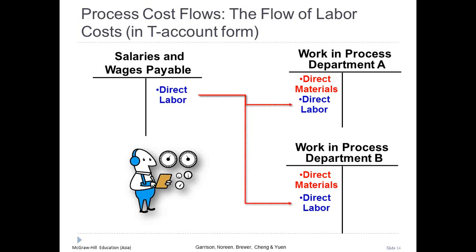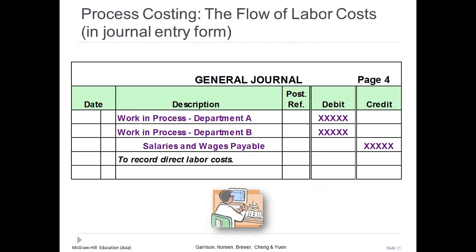Direct labor is transferred from the salaries and wages payable account into the work in process account of departments A and B, depending upon where the individual employee worked. Direct labor costs are debited to the appropriate departmental work in process account, depending upon where the labor was added to the production process. Salaries and wages payable is credited for the corresponding amounts. Here is the journal entry to place the direct labor into the work in process inventory of departments A and B.